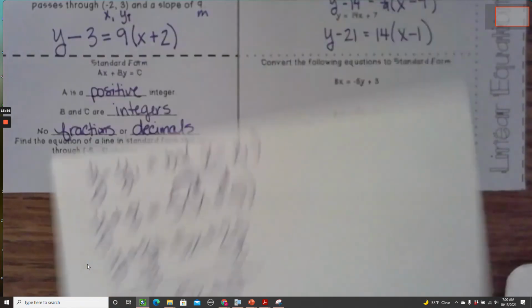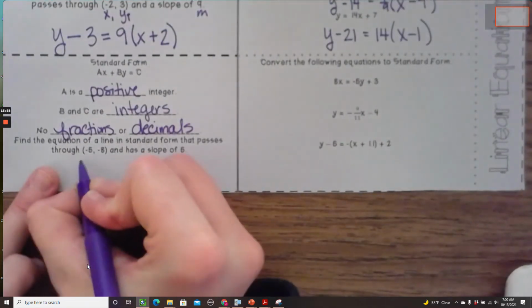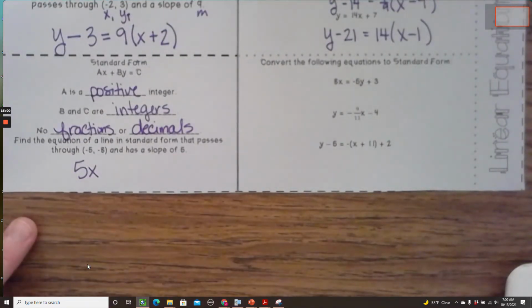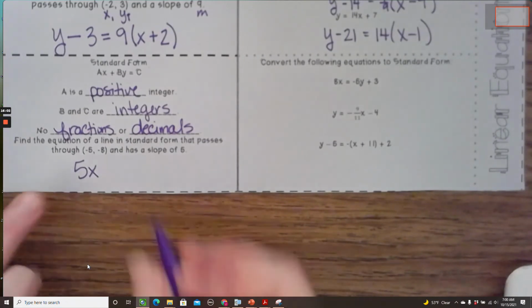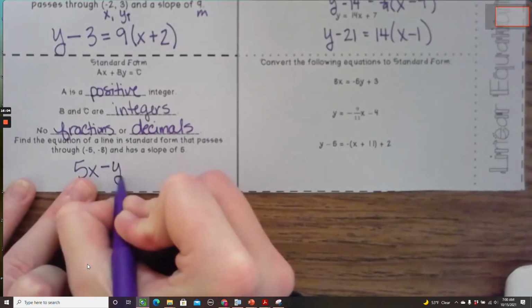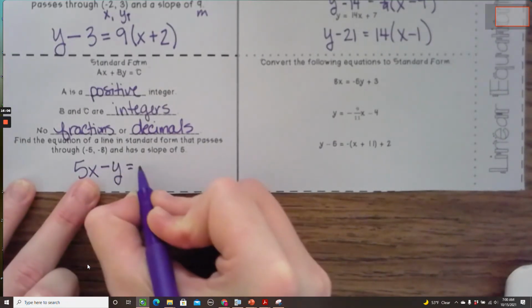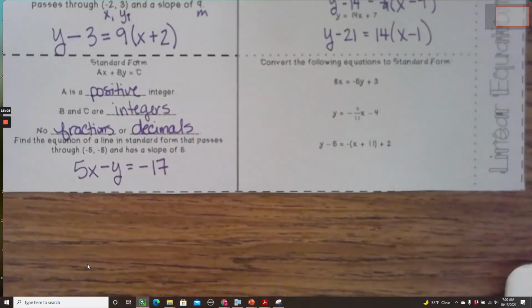So standard form is 5x minus y equals a negative 17.